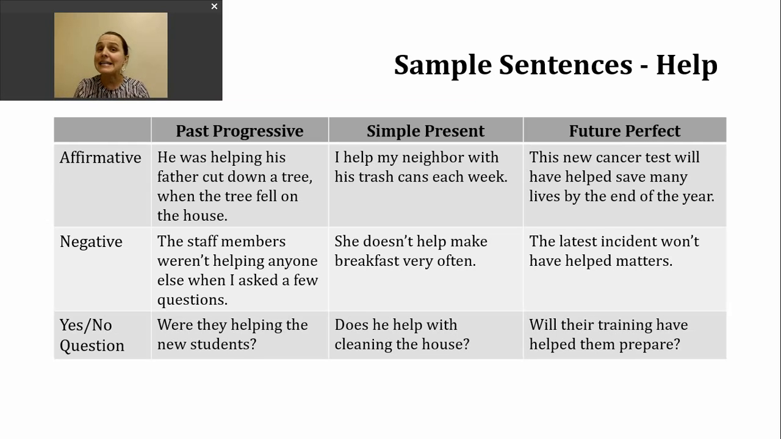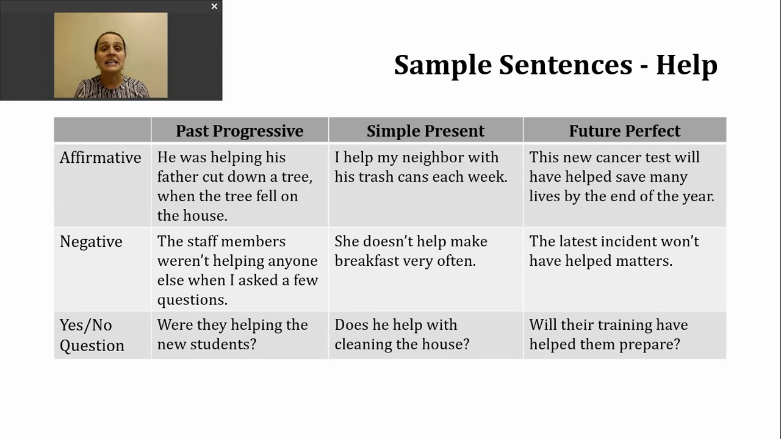If I want to make a negative sentence in the simple present, I'm going to use do not plus the base verb or does not plus the base verb. You might hear native speakers use the contraction, don't or doesn't. Let's take a look at an example. She doesn't help make breakfast very often.